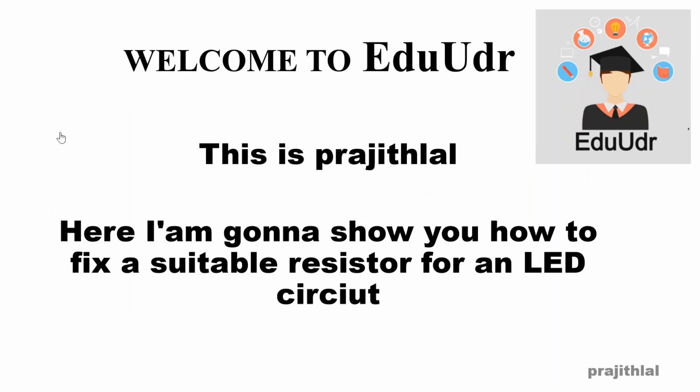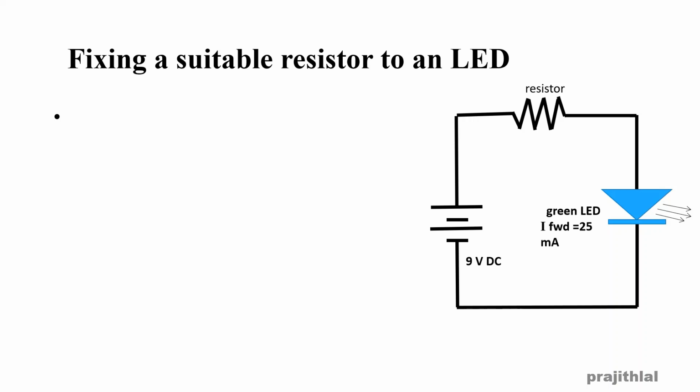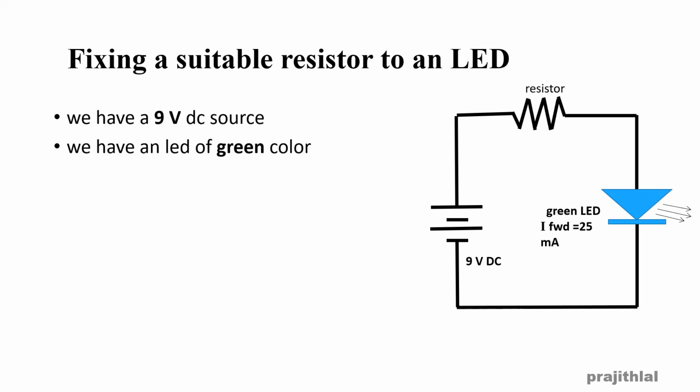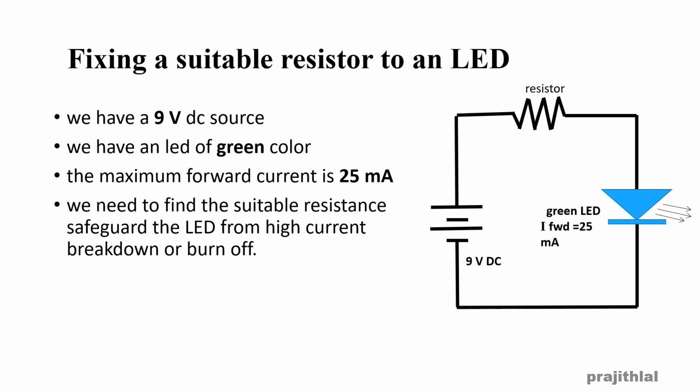This is Prajith. Today we will see how to fix a suitable resistor for an LED circuit. Here we have an LED circuit on the right. We have a green LED with a maximum forward current of 25 milliampere and we need to find the resistor to safeguard the LED when we connect the LED to a 9 volt supply.